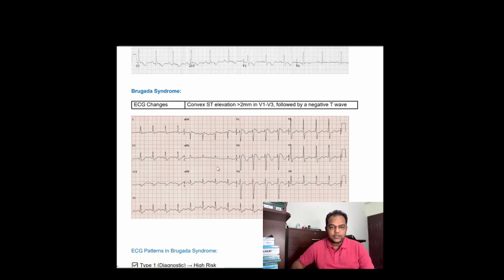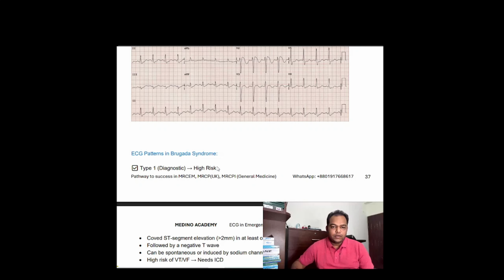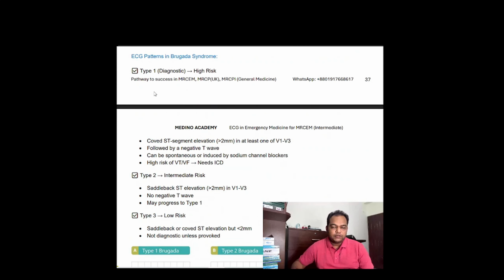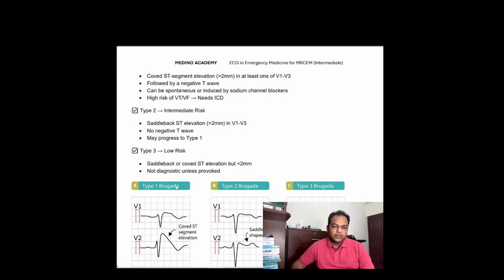These findings represent Brugada syndrome. Brugada syndrome ECG patterns may be of three types: type 1, type 2, and type 3. In case of type 1, there is convex ST elevation followed by T wave inversion.